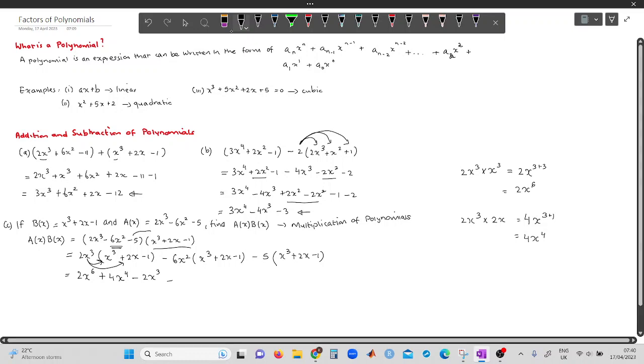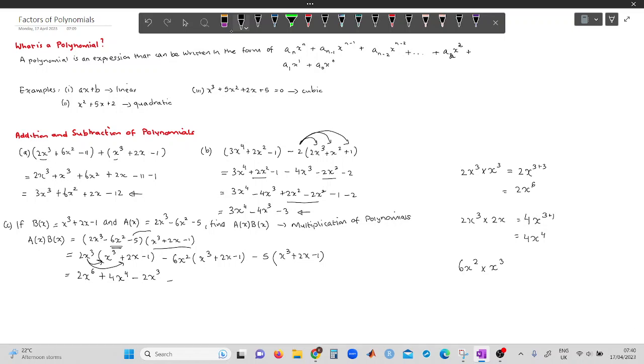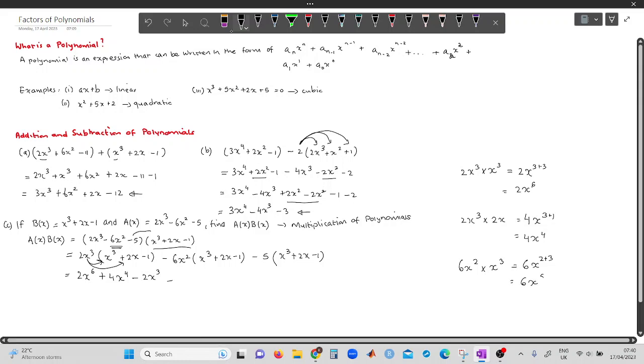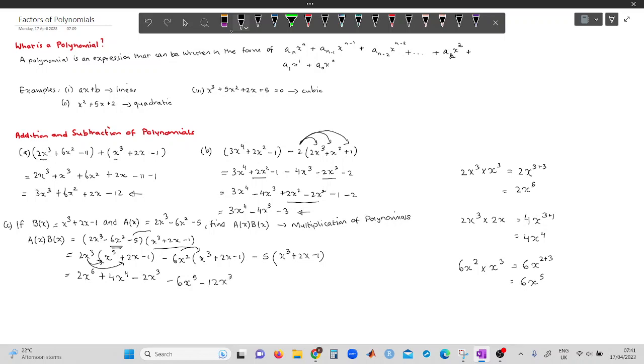Après là, on va focus sur le deuxième. Minus 6x squared multiplied by x cubed. So 6 times 1 gives me 6. X to the power of 2 plus 3. This will give me 6x to the power of 5. So this multiplied by this, I will get minus 6x to the power of 5. Minus 6x squared multiplied by 2x, I will get minus 12x cubed. Okay, just be very careful. Et puis dernier, minus 6x squared multiplied by minus 1. Ici aussi, il faut faire super attention. Minus multiplied by minus give me a positive number. So it gives me plus 6x squared.